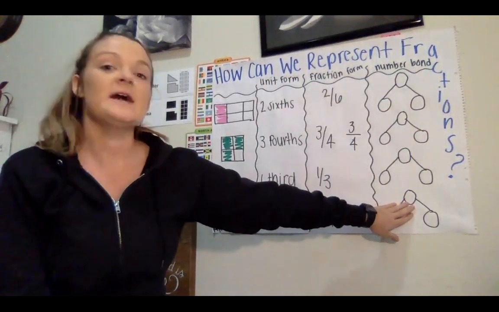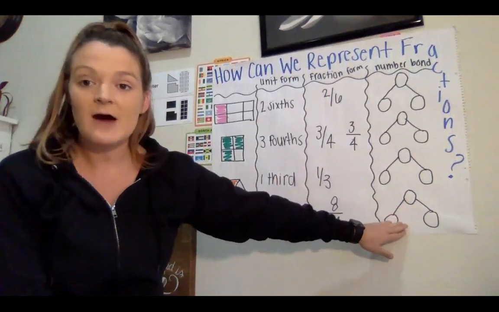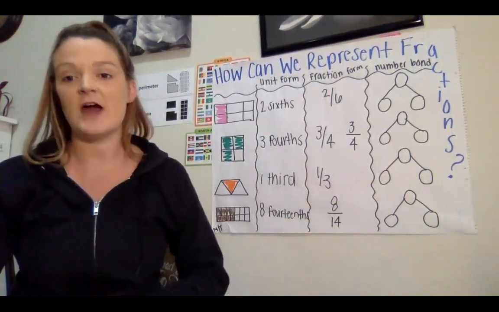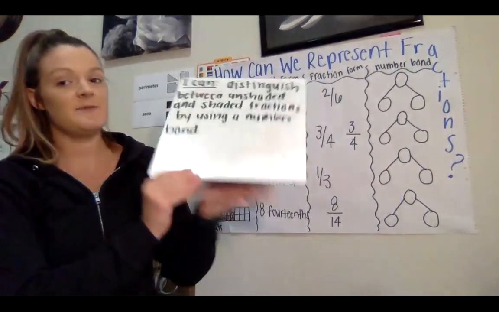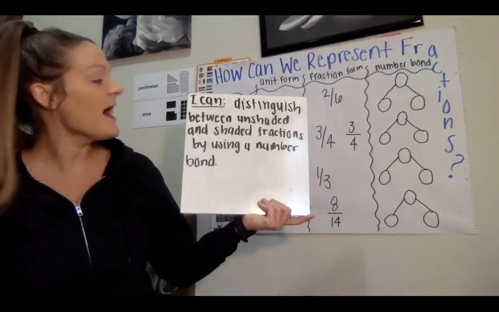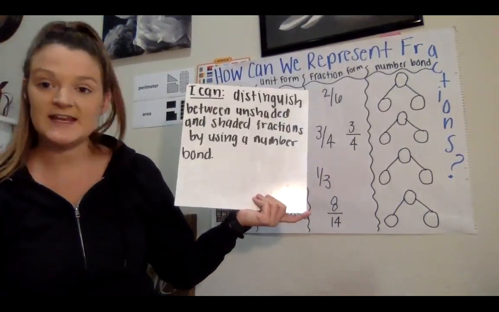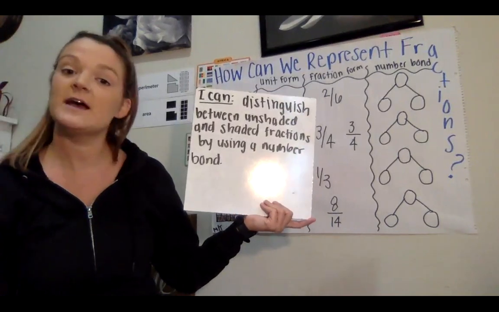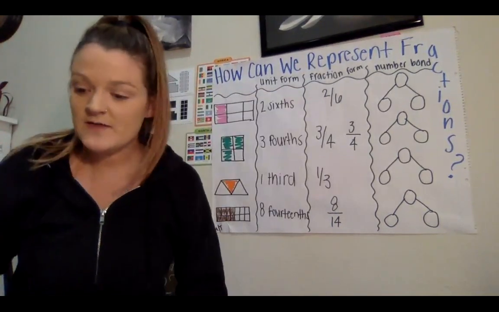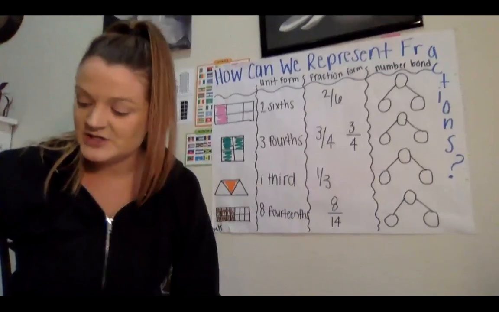Today we're going to kick it up a notch by remembering and reviewing how to use a number bond to represent fractions. So our I can statement for today is, I can distinguish between unshaded and shaded fractions by using a number bond. Before we do that though, let's go ahead and jump into our fluency.